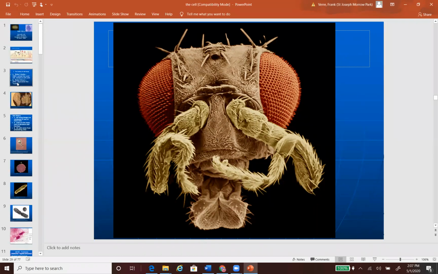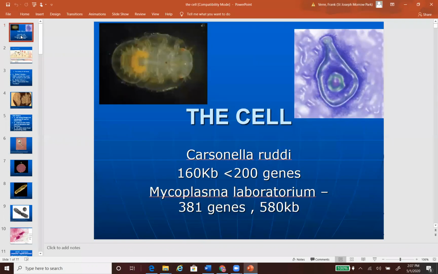Now, the reason why I'm going back to DNA, not just to review, but I want to go back to this first slide because I used the images on this slide as two things. On the top right corner is a bacterium. I think it's Carsonella ruddii. It's an organism which is prokaryotic and it has a very, very tiny genome. It doesn't have a lot of genes.